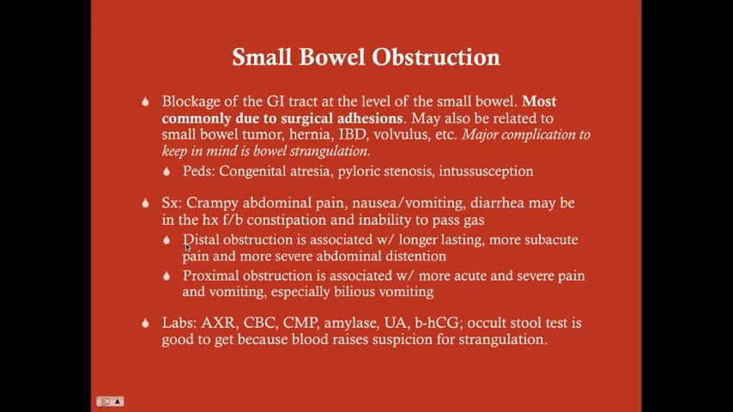When differentiating where the obstruction is, not that it's super important clinically because we're going to be getting x-rays and imaging, but you can kind of put your finger on it. When there's a distal obstruction, that's usually associated with a more subacute, longer lasting pain and a much more severe abdominal distension. When it's a proximal obstruction, that's associated with more acute and severe pain because the obstruction is not very far after the stomach, and so those symptoms are going to come on rather quickly.